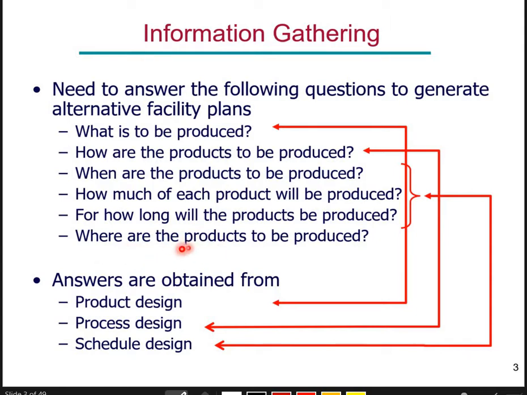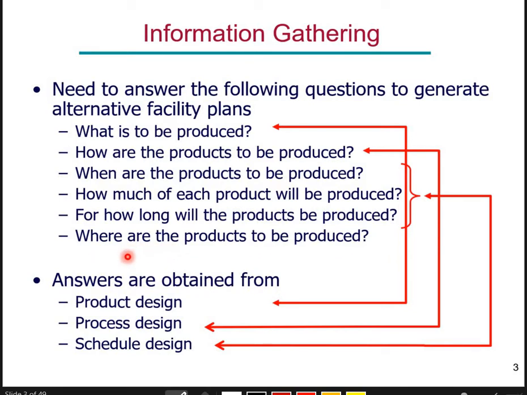And where are the products to be produced? When we say this where question, it can be the location decision. Where, in which city, in which country, or where exactly? Or you can consider this as in what kind of a production system.